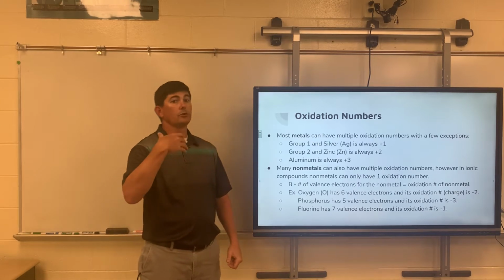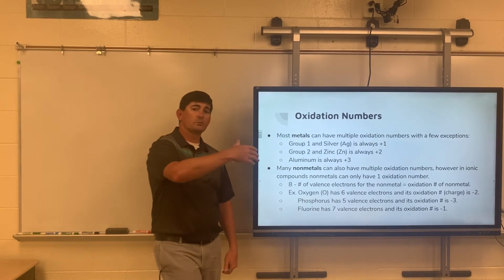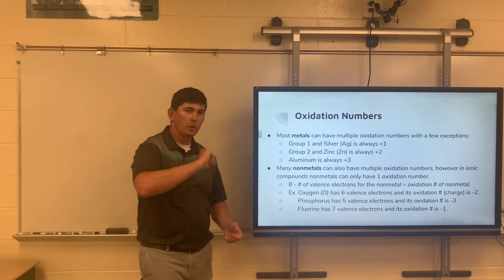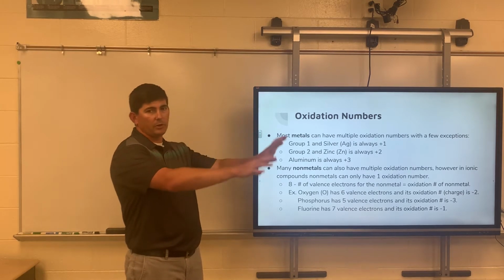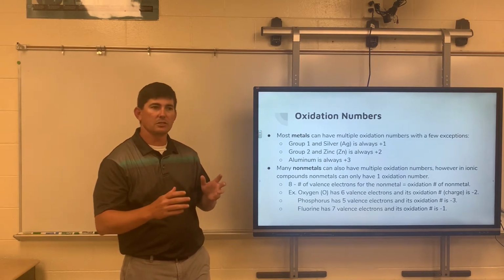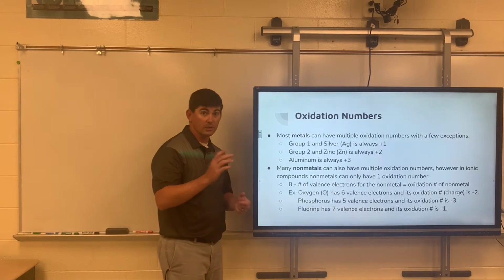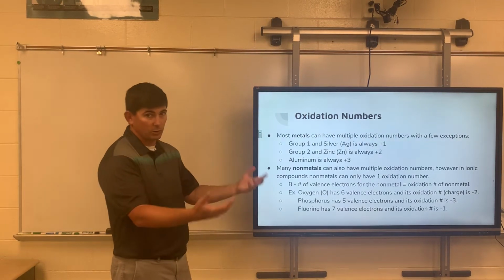We'll get into those other ones that can have multiple oxidation numbers in a separate video. That's the one with the transition metals. We have to treat them a little bit differently because they can have multiple oxidation numbers. They can have multiple charges.